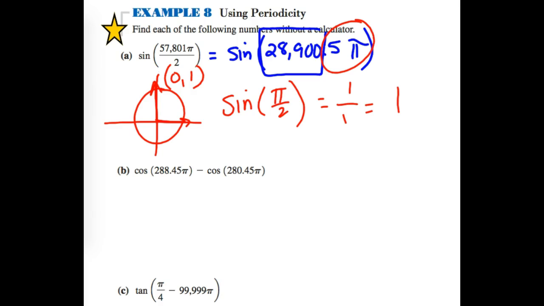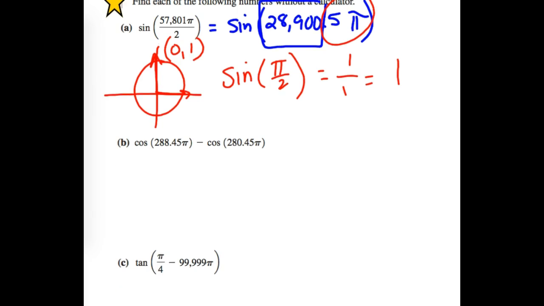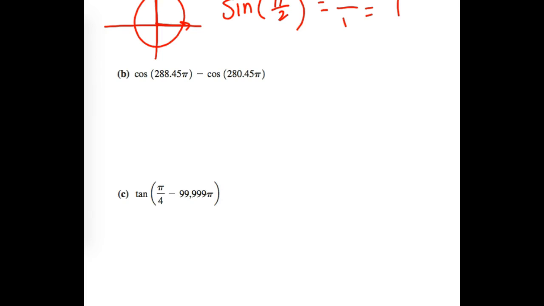Okay. For this next one, we are looking for the cosine of 288.45 pi, and we want to subtract the cosine of 280.45 pi. How much bigger is the first angle than the second? An extra 8 pi, yes? So could I write this first piece as the cosine of 280.45 pi plus an extra 8 pi? Is that equivalent?